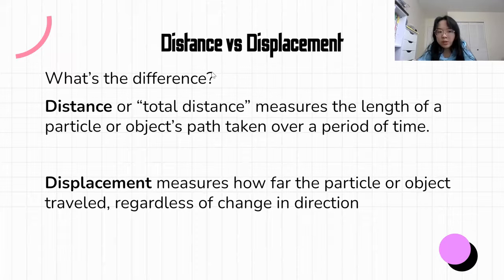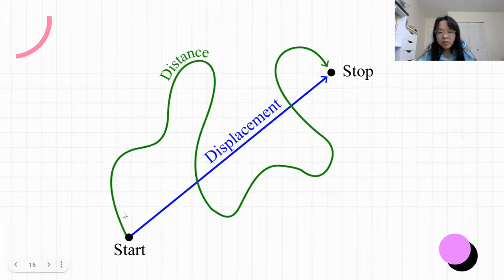Distance versus displacement. What is the difference? Distance, or total distance, measures the length of a particle or object's path taken over a period of time. Displacement measures how far the particle or object traveled, regardless of change in direction. And this is a picture that demonstrates distance versus displacement.